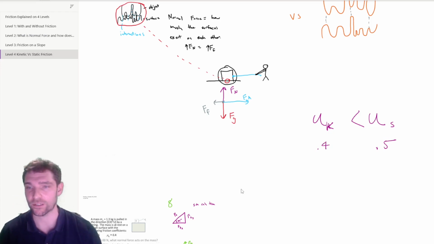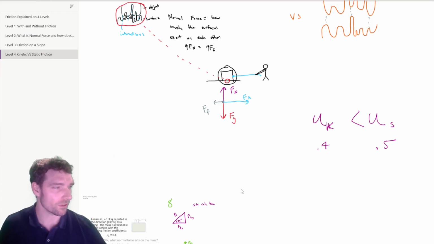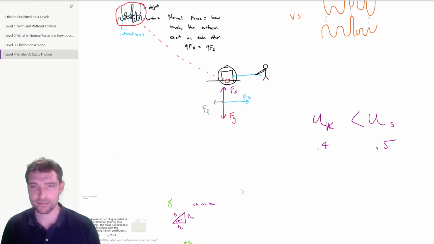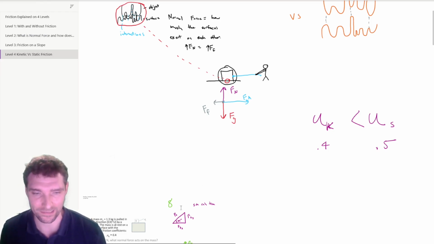So it's got less friction once it's moving than when it's still, which kind of makes sense if you've ever pushed an object. It takes a little bit more effort to get it moving, but once it's actually moving, you have to overcome less friction. So it kind of makes sense in that regard.